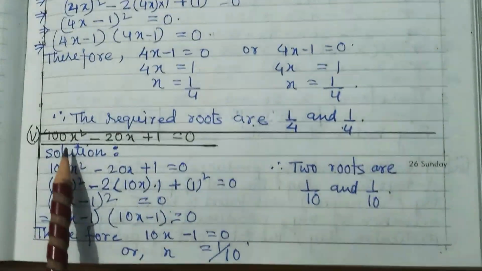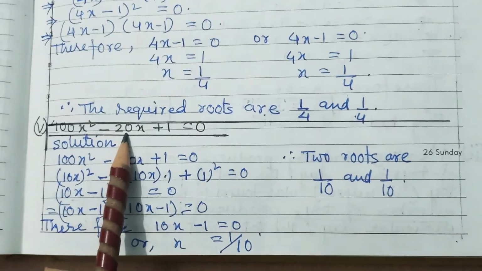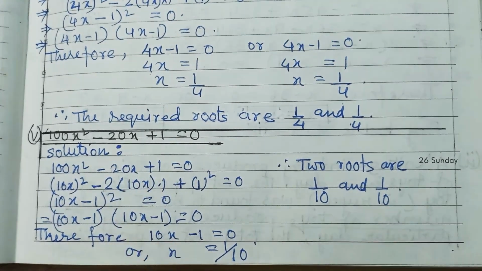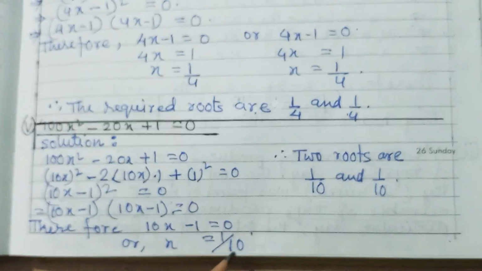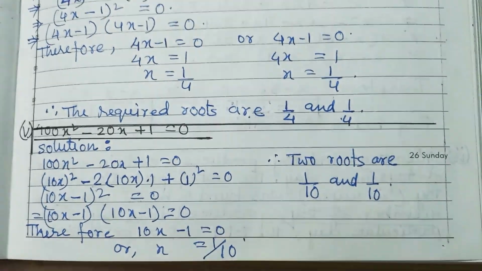Next, the same, it is also a square minus 2ab plus b square. In this way you will get the same factors. So x is equal to 1 upon 10, and the other one is also 1 upon 10.